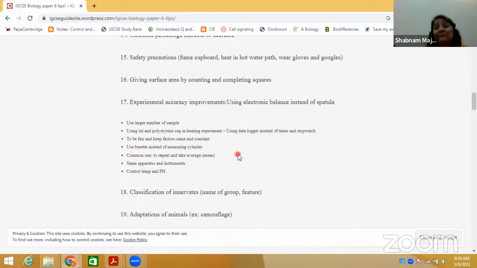Use a burette instead of a measuring cylinder. In chemistry, you may know what a burette is and how to do those experiments, titration-type experiments. The common one is to repeat, which I have already told you. Repeat and take the average mean. It makes your result more reliable, which is the end of the story of your 6 marks investigation question. How to make your result reliable? The common one is to repeat, taking the mean of measurements. Use the same apparatus and instruments. Control temperature and pH and so on.